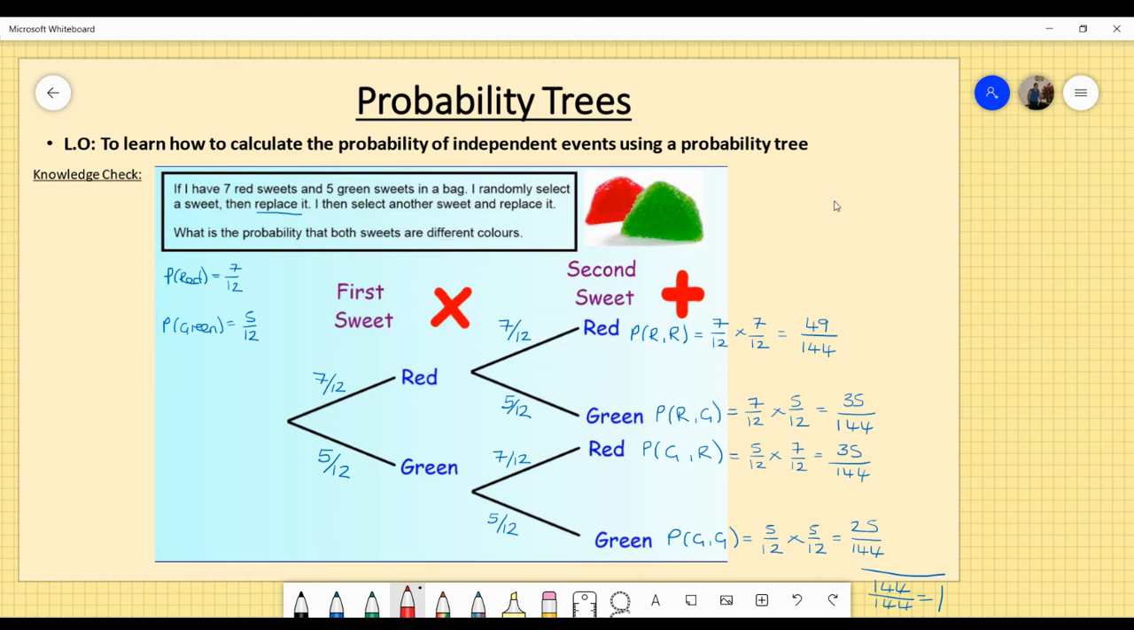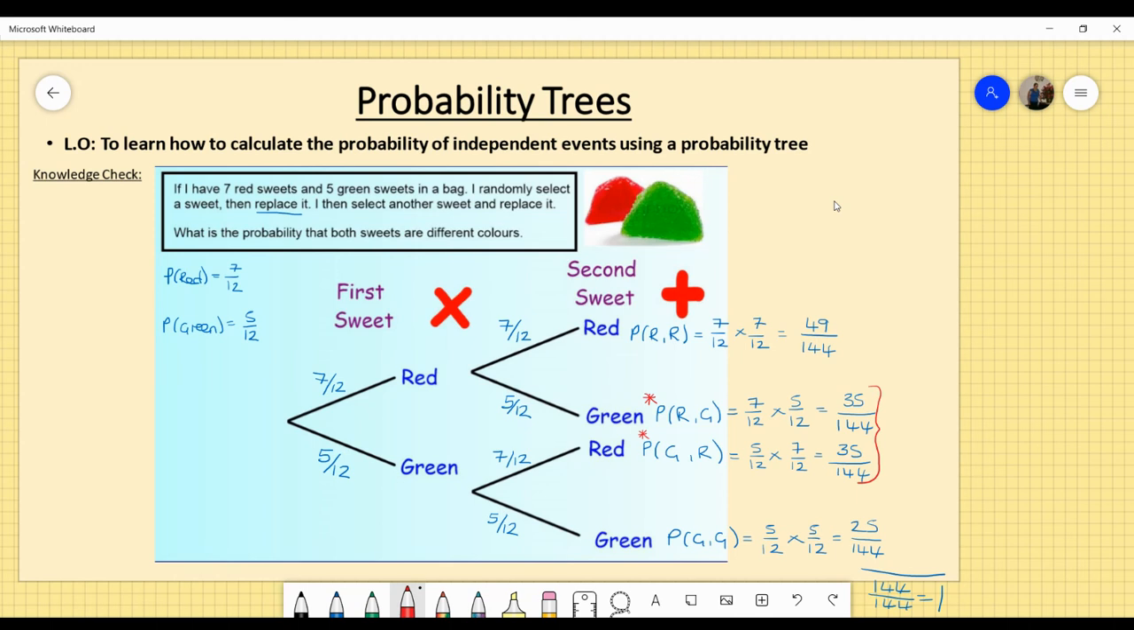And this is where all this notation comes in handy. So here, these two were both the same colour. These two were different colours, so I'm interested in this one. These two are different colours, so I'm interested in this one. And these two are the same colour. So I'm actually interested in these two parts from my probability tree.